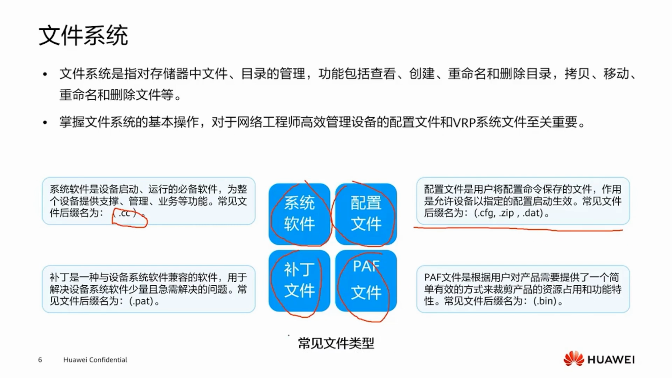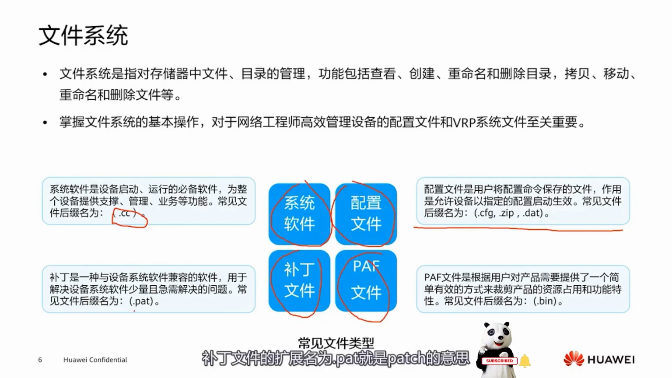The third is patch files. We know our devices are made up of code that people write. And as long as it's human-written code, there will inevitably be various issues. No problem. We can correct these issues with patch files, or fix some bugs, or perform various large or small upgrades on our devices. That's where we need patch files. The file extension for patch files is .pat, which stands for patch, meaning patch.